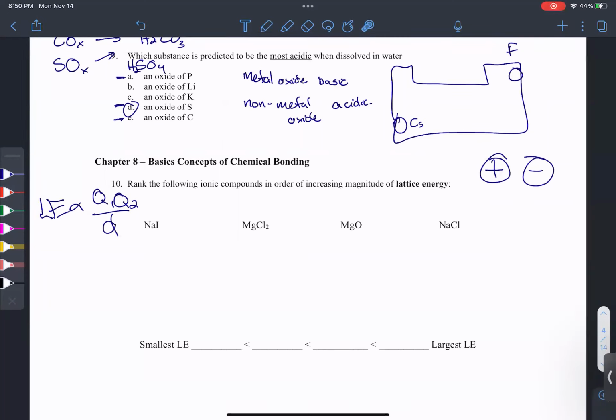If Q1, Q2 is the same for a substance, then you look at size. So the idea is if you have 2 ions, if they're close together versus far apart, which one is harder to separate, when they're close or when they're far? When they're close. So if you have any substances with the same Q1, Q2, you look at size. And that's how you differentiate which one has the higher lattice energy.